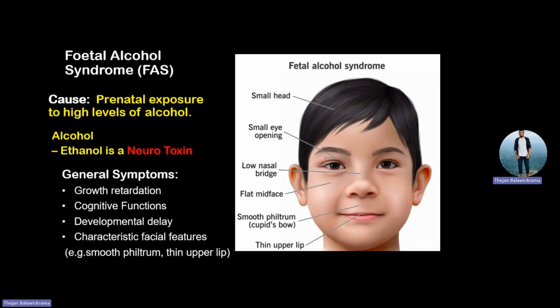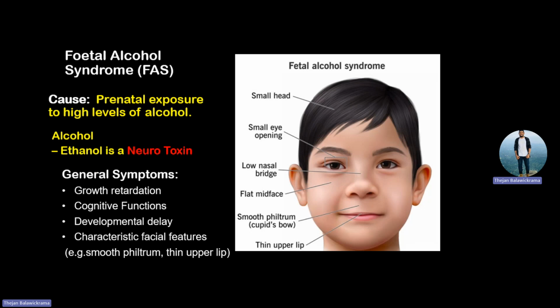So where is the nerve? The brain, all the other parts of it. So the ethanol basically crosses the placenta, gets into the womb, and in the amniotic fluid it pulls up ethanol, and then they develop growth retardation. The child doesn't grow, and their cognitive function, they cannot think. Cognitive function is gone, and there is developmental delay. And these characteristic features are there.